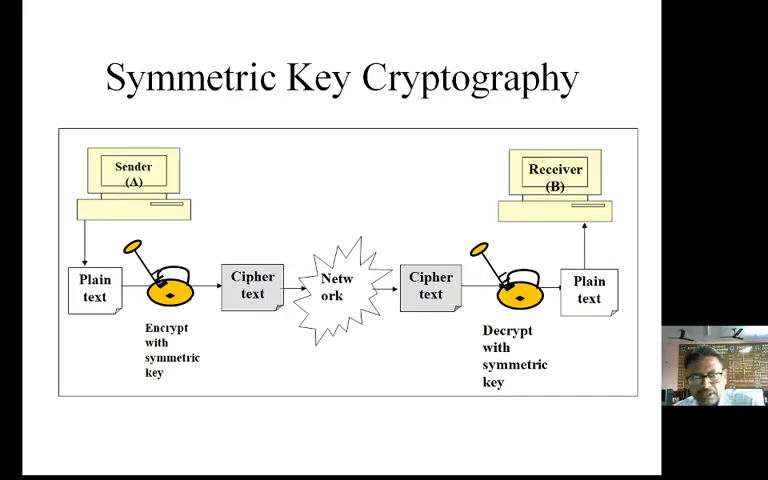Now, this is the illustration of symmetric cryptography, in which the plain text is converted by the use of a symmetric key or the shared secret key into the ciphertext, which flows on the open network. This ciphertext is received by the receiver, who decrypts it with the help of the same symmetric key, the shared secret key, to get the plain text.